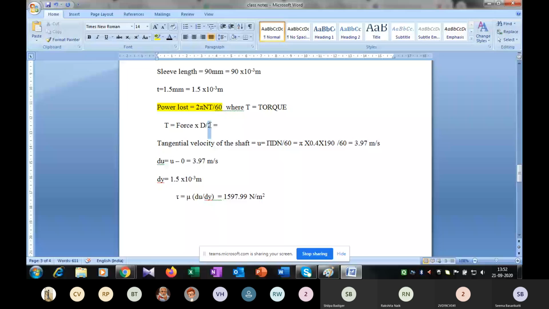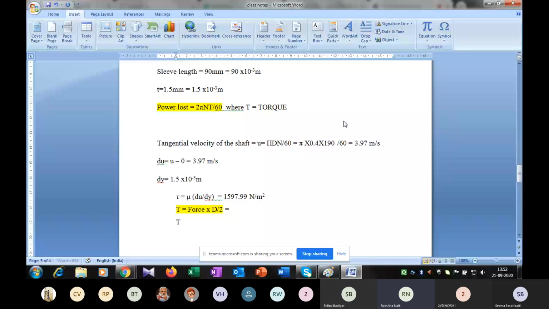So first you need to identify the torque. To identify torque, you need to calculate the force. So how are you going to calculate the force? By taking the equation tau is equal to force by area, ma'am. Okay. So therefore force will be equal to tau into area.